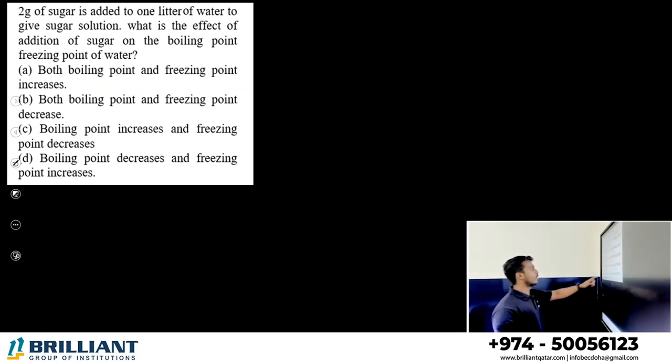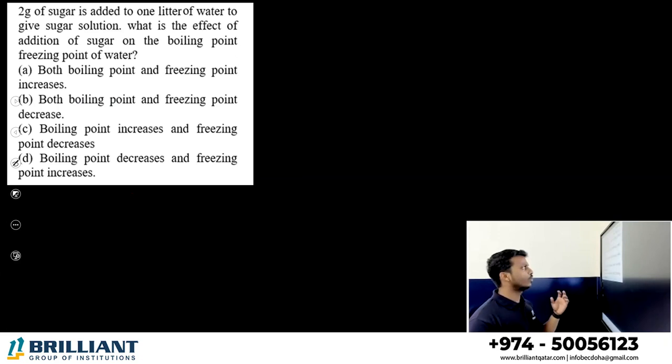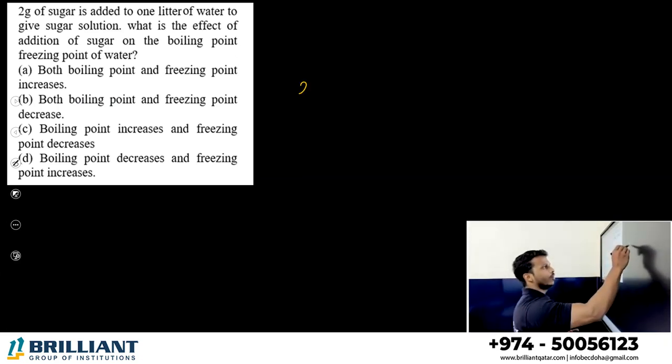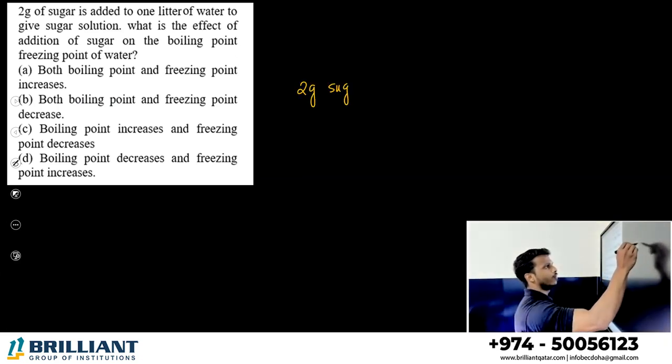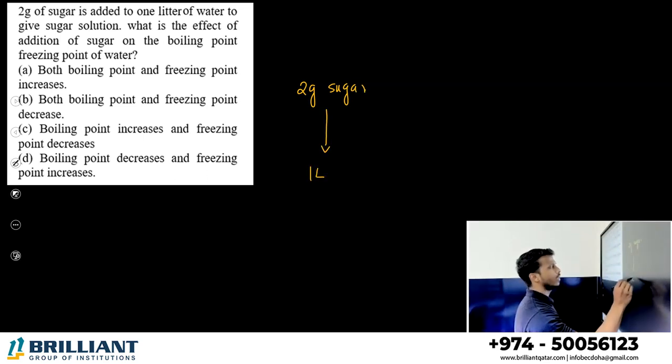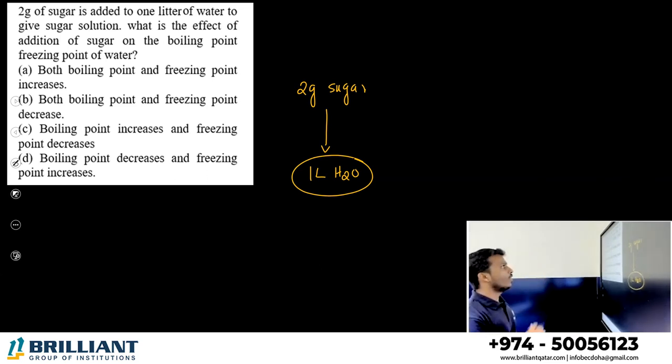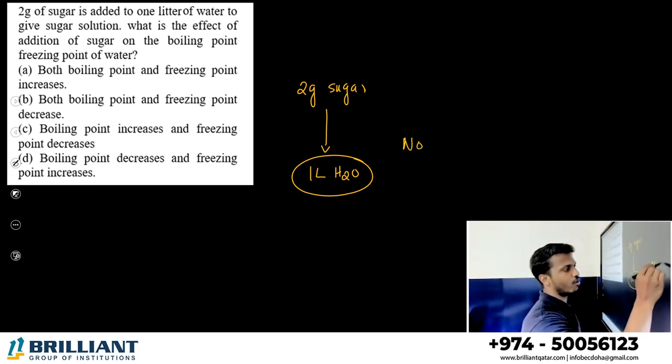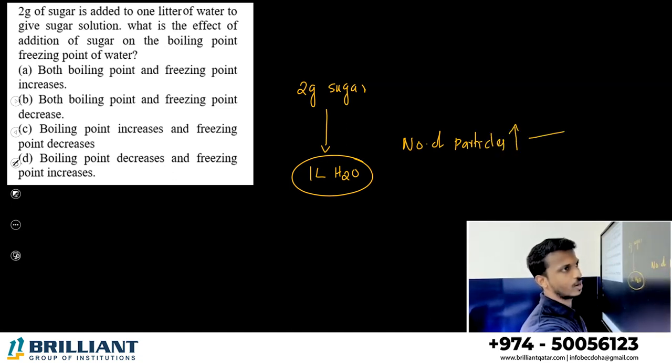Next one. 2 gram of sugar is added to 1 liter of water to give sugar solution. Okay. We have 2 gram of sugar which we are dissolving in 1 liter of water. Question: what is the effect of addition of sugar on the boiling point and freezing point? We already discussed before. As the number of particles increases, boiling point increases, freezing point decreases.